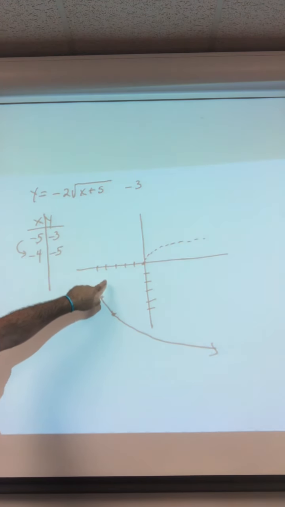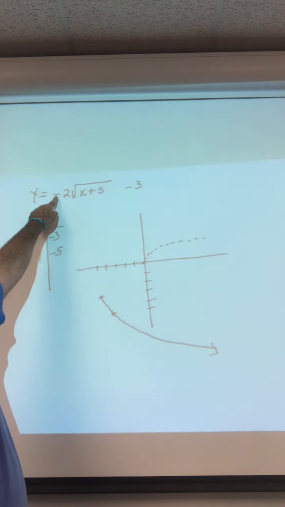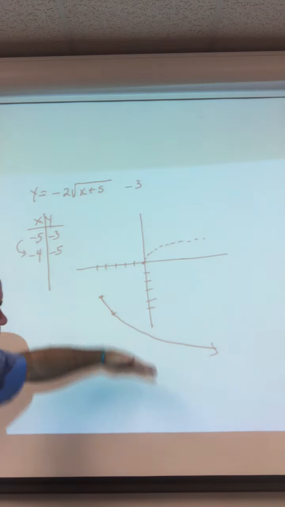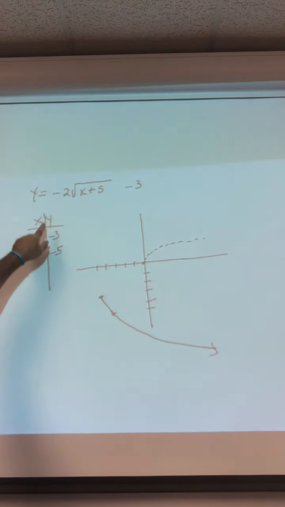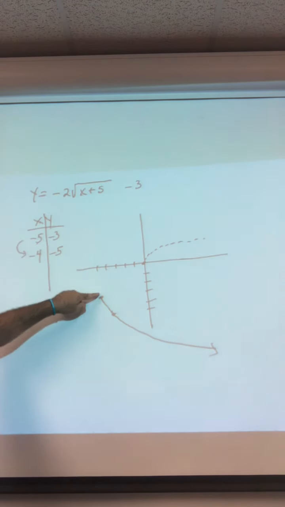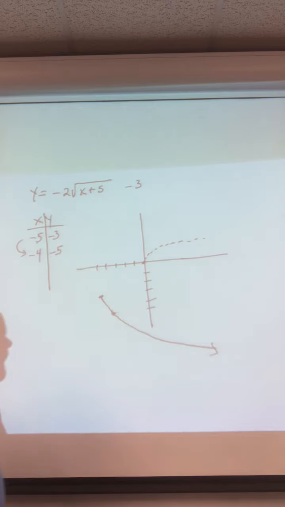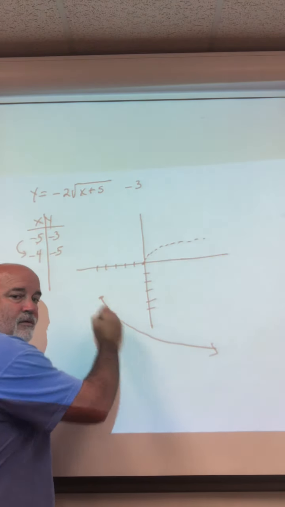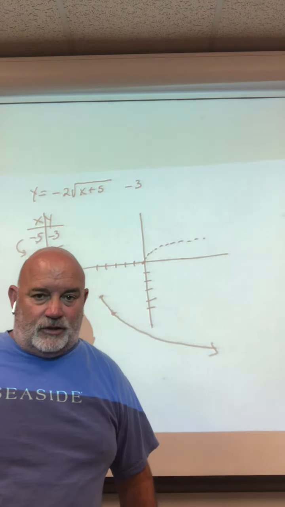And then this thing, the bottom half, because of the negative, and it's wider than this one. It doesn't turn as quick because that's a 2. If that was a 3, this thing would be even wider. If it was a 4, it'd be even wider. Now, it would still start right here. So that's how you graph the radical function.